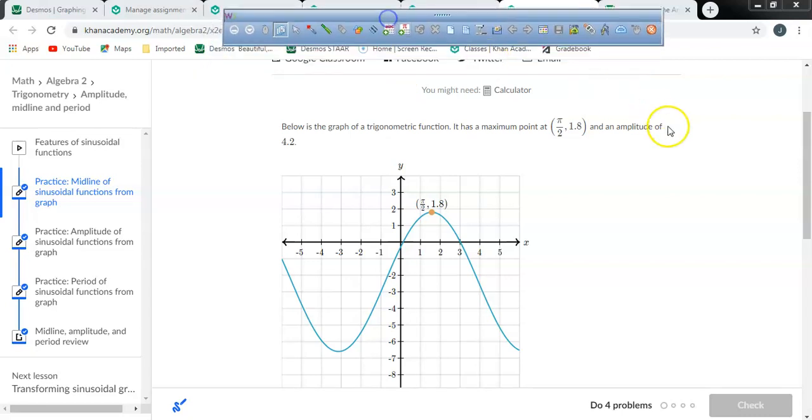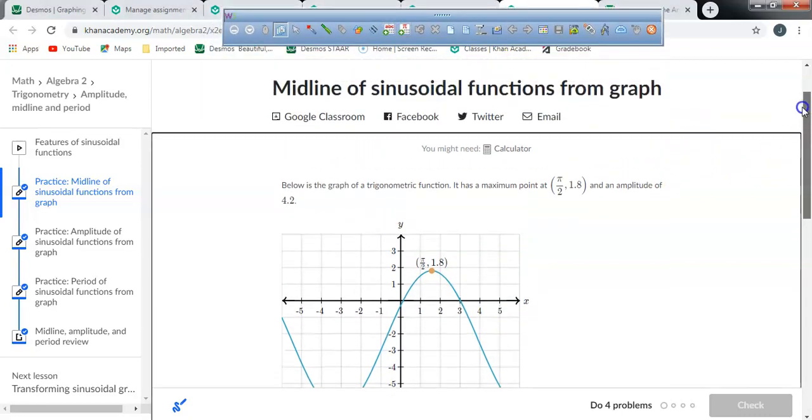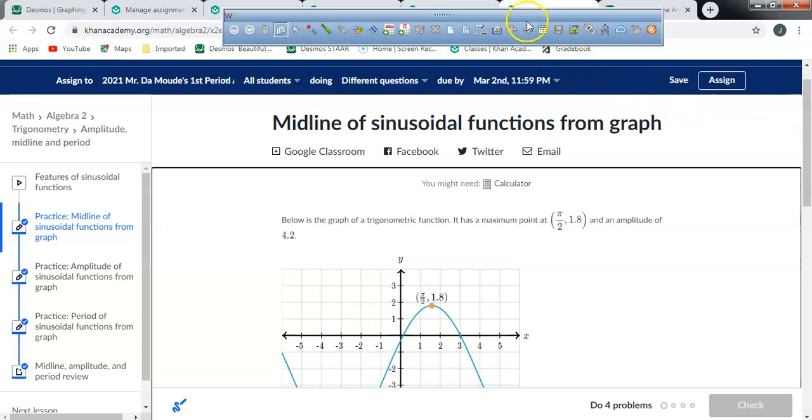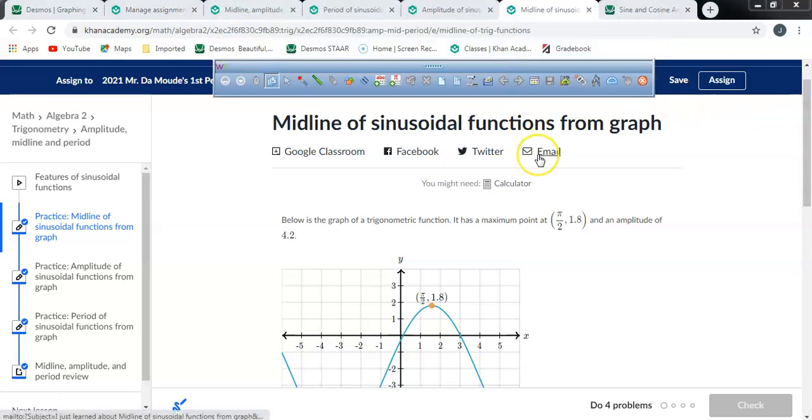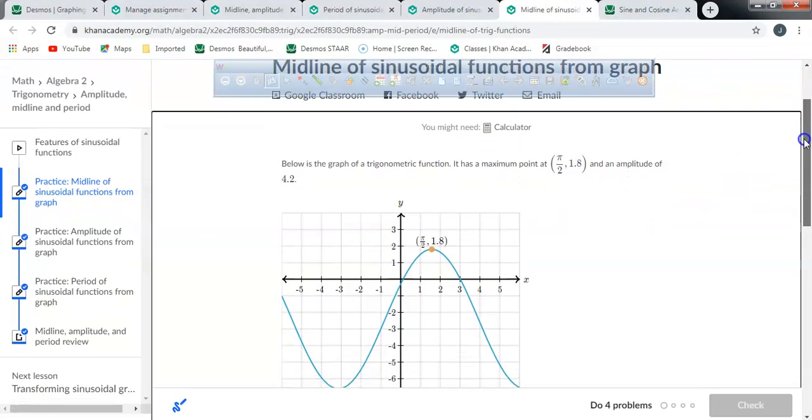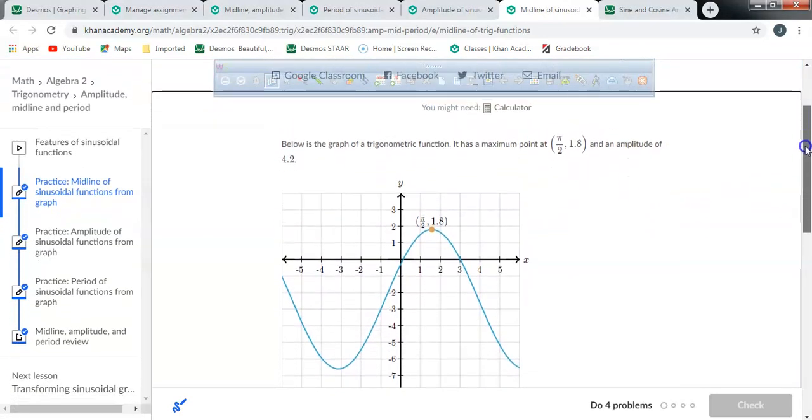All right, so in this video we're going to go over three different things, okay? We're going to go over midline, amplitude, and period, okay? So midline, that's going to split this baby right down the middle. Let's see what they've given us.